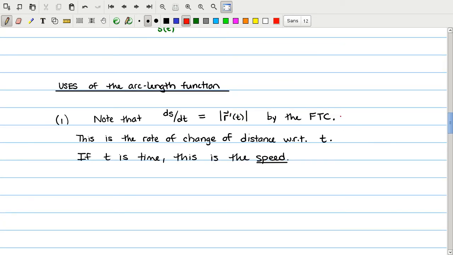That comes straight from the fundamental theorem of calculus, and this is nothing more than the rate of change of distance with respect to the parameter value t. If t is time, as is often the case, and is evidenced by the fact that I keep calling it time, then this object is simply the speed. So the derivative of the arc length function with respect to time is speed. It's a scalar, not a vector. Speed is a scalar, and so this just gives us speed, which is sometimes useful.